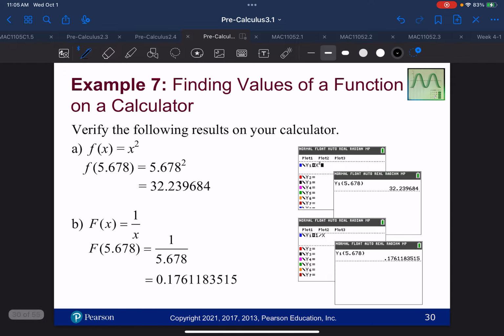Okay. So now I'm going to talk about how we can use our calculator to find values on a function. So the first example is if we have the function f of x is equal to x squared. And let's say we wanted to find f of 5.678. So of course we could plug this into the function and get 5.678 squared, and that will give us that. But I want to show you how to do this on your calculator.